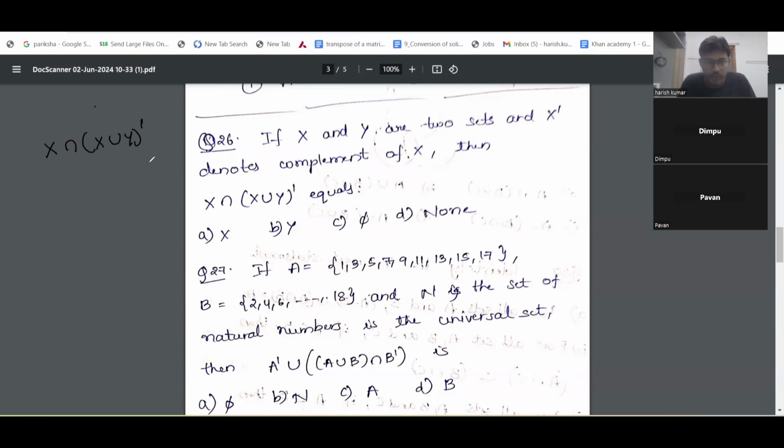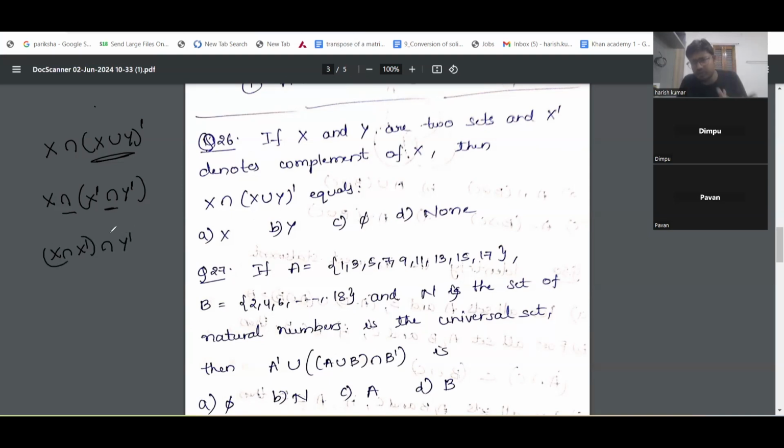Okay, let's see. First of all, what is X union Y whole complement? It is X complement intersection Y complement. Yes or no? Now here both of them are intersection only, so I can apply the associative property. So I'll do X intersection X complement intersection Y complement.